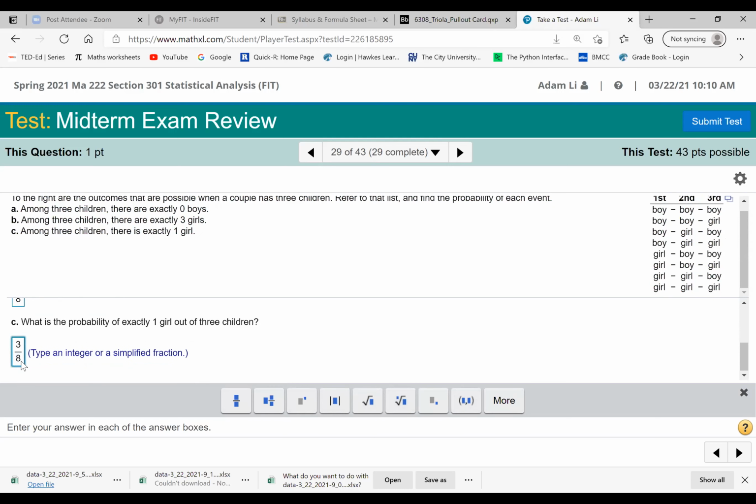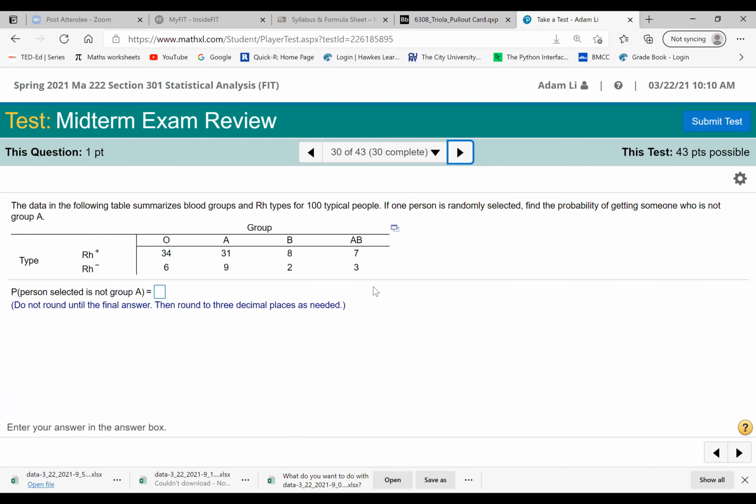We spent a lot of time on this type of question, so I hope you thoroughly understand this. Okay, do you have any questions on this? All right, now let's move on to question 30.